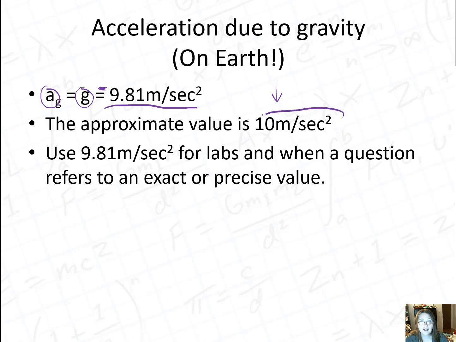You are allowed to use this on things like tests, on problems. So some of the problems you could do in your head, and you can use 10 meters per second squared just to make life easier. However, you should use 9.81 meters per second squared for labs and when there's a question that asks or refers to it with a precise value.